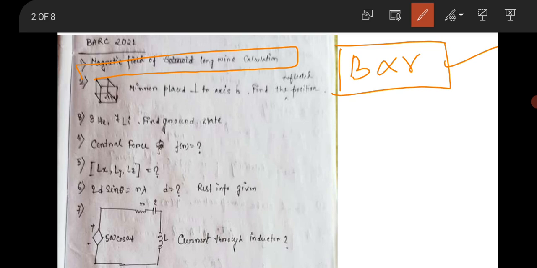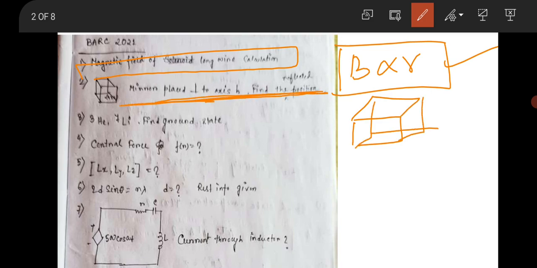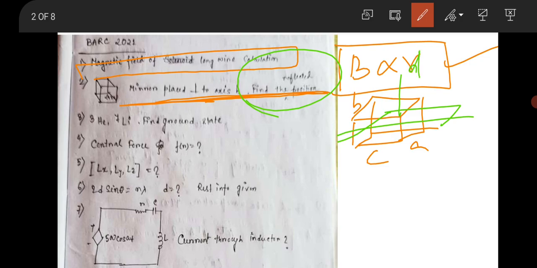Then there is a question where a cube was there. A mirror was placed perpendicular to the B axis. So this is the A axis, this is the B axis, this is the C axis. A mirror is placed perpendicular to the B axis like this. What will be the reflected position? A charge was placed somewhere at distance d from this mirror. So the position of the reflected charge was asked.